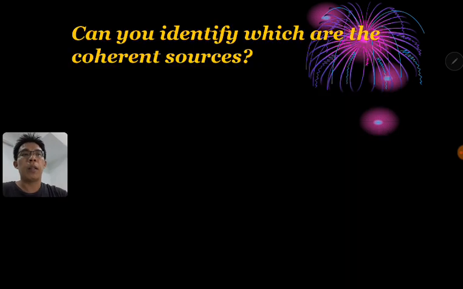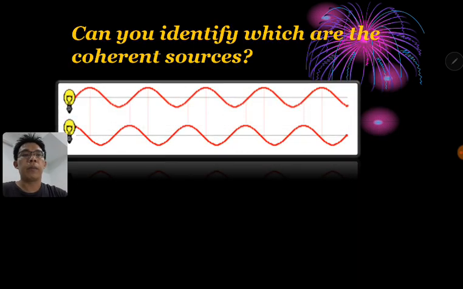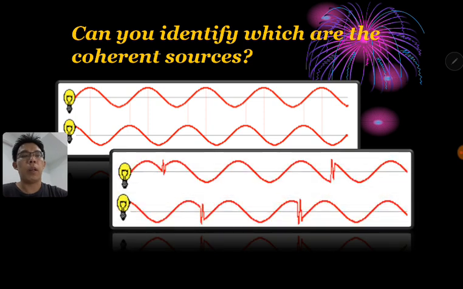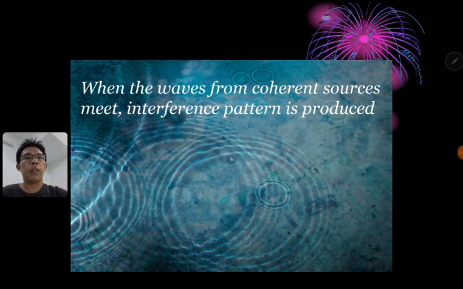Let's try. Which one is coherent, the one at the top or the one at the bottom? This one is very obvious, right? There are some changes here and there at the bottom, so this is not a good one, meaning it is not going to produce a nice interference pattern. Whereas the top one is consistently about pi radians. So they produce an interference pattern like I mentioned just now.